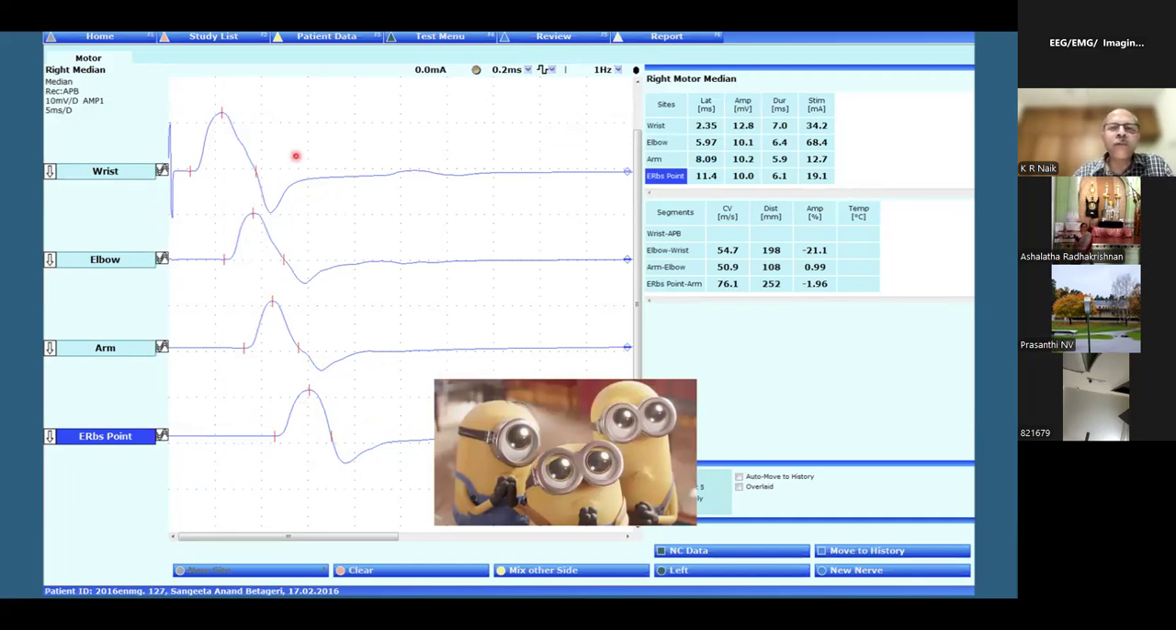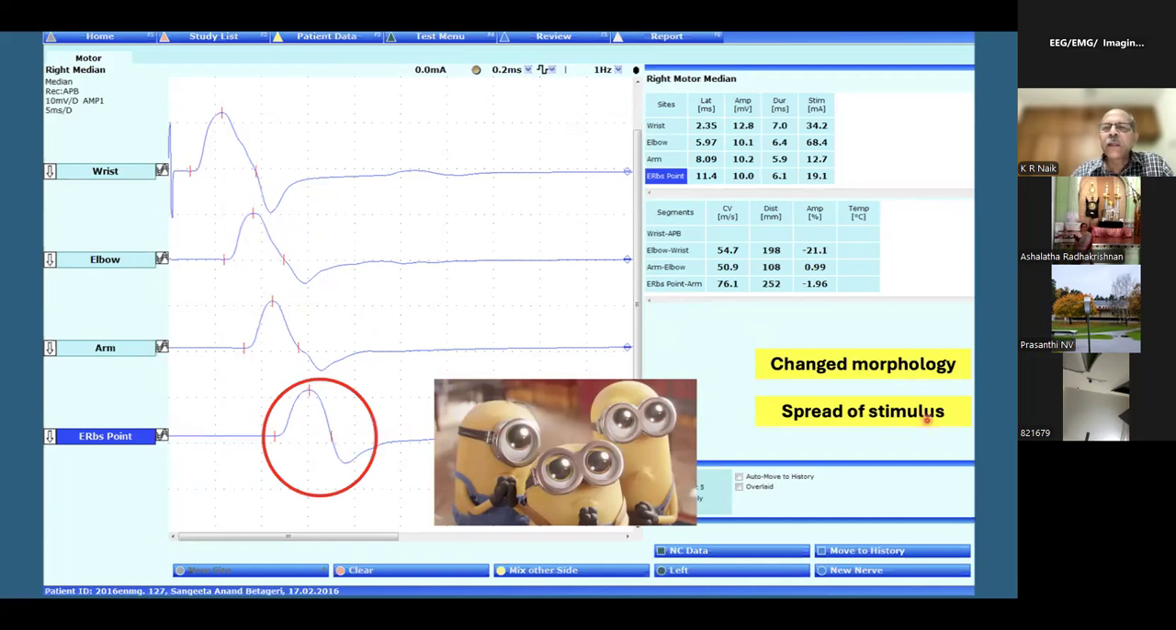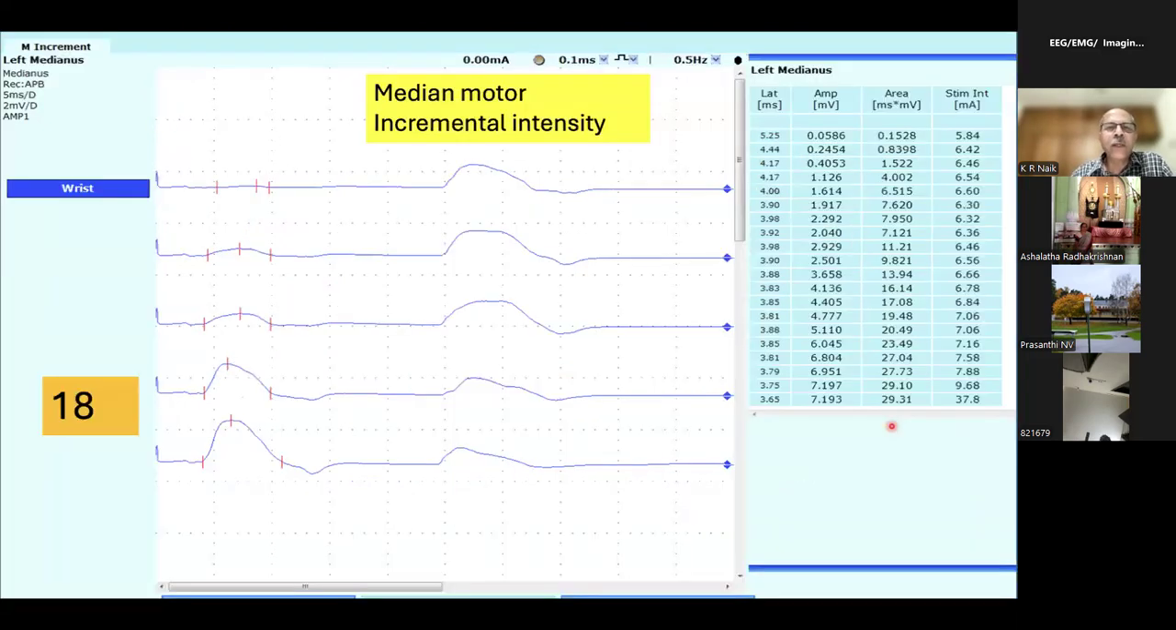So look for the morphology. They should be looking similar. If the morphology is changed, totally out of the ordinary, that means you are probably stimulating either nerve simultaneously, or there is a simultaneous spread. Erb's point stimulation is fraught with this problem because the nerves are very, very near. So, last but three. Now this is median nerve stimulation.